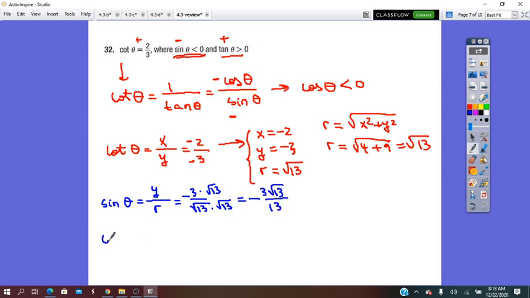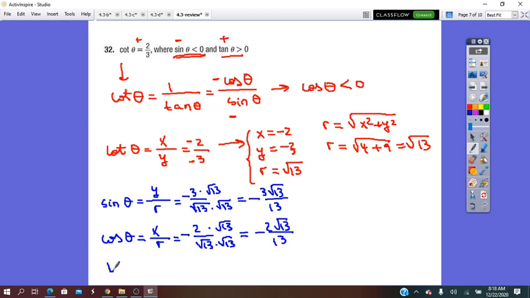Cosine theta is the ratio x to r. X is negative 2, so it will be negative 2 over r, which is square root 13. Rationalize the denominator, it will be equals negative 2 square root of 13 over 13.